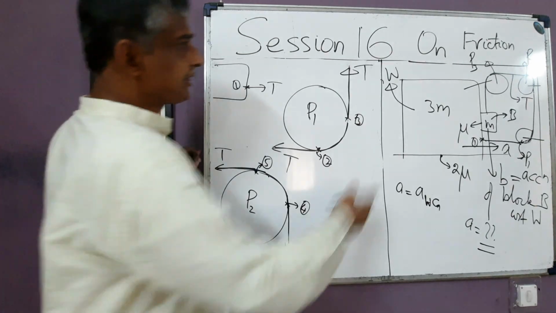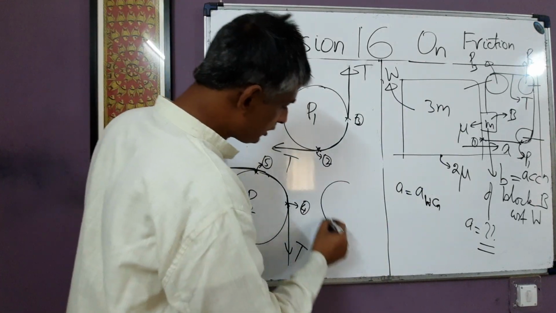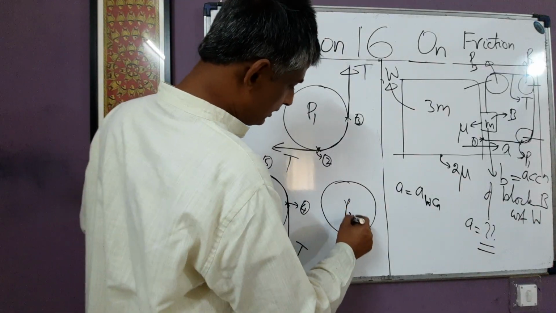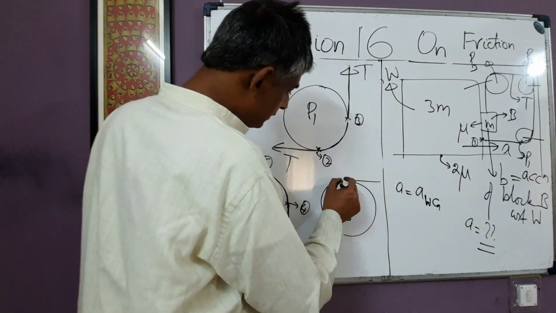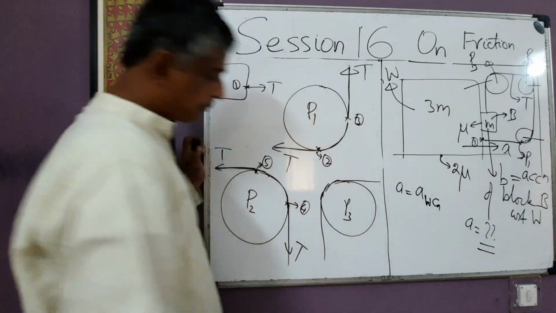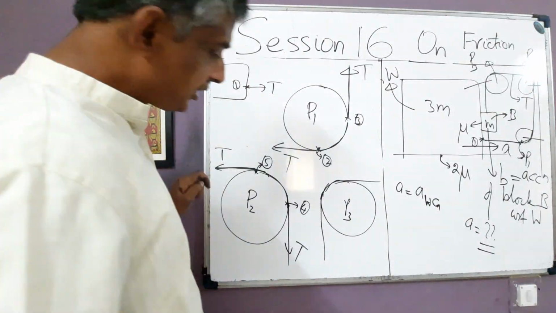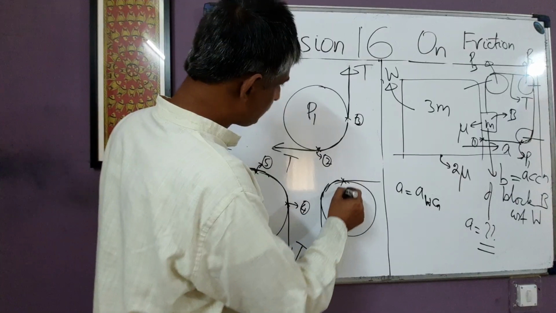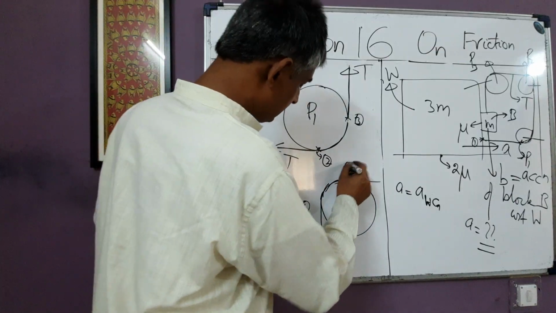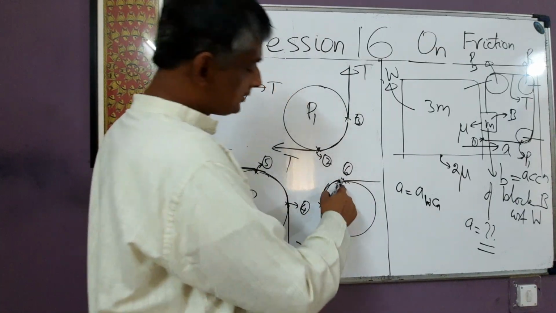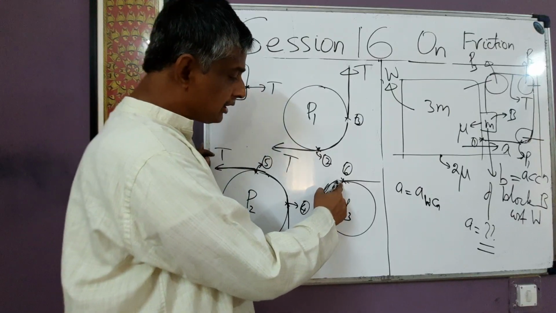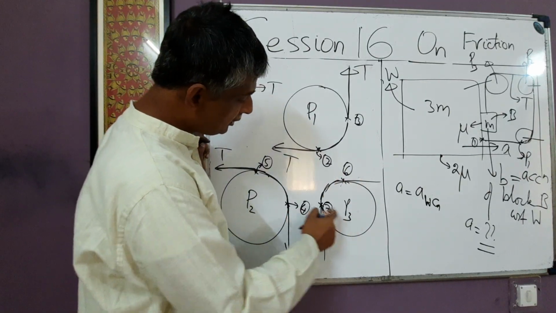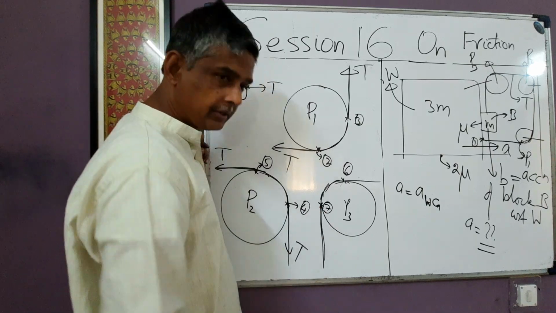Alright. Now I take this pulley P3. That also I draw as a bigger diagram just for clarity. The string is in contact with the quarter portion of pulley P3. Now I call this point 6 and this point 7. 6 is the highest material point of pulley P3 which is in contact with the string, and 7 is the leftmost material point of pulley P3 which is in contact with the string.